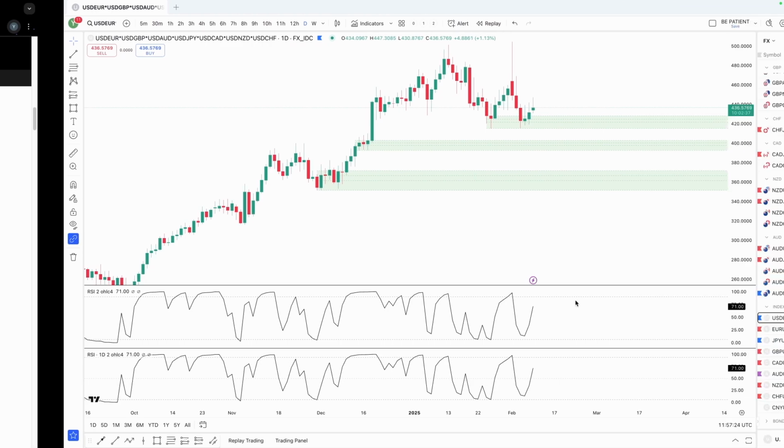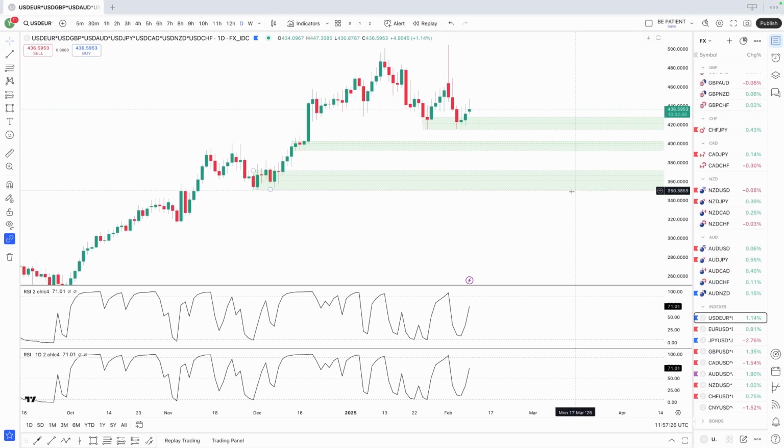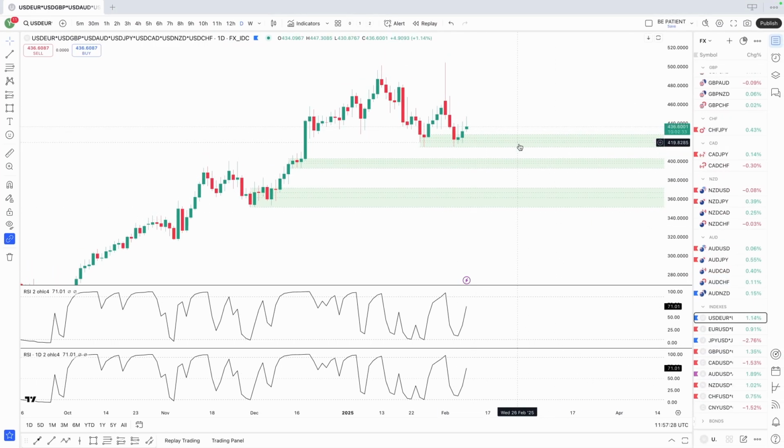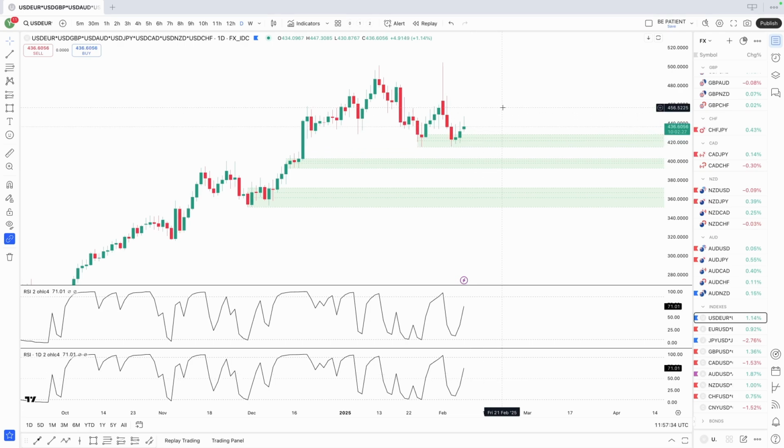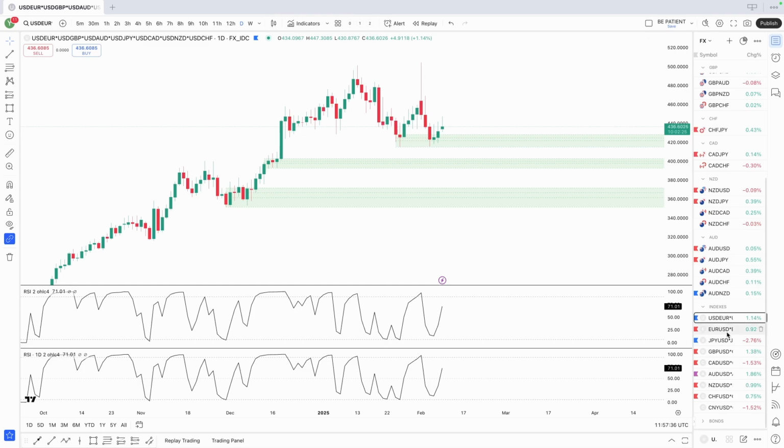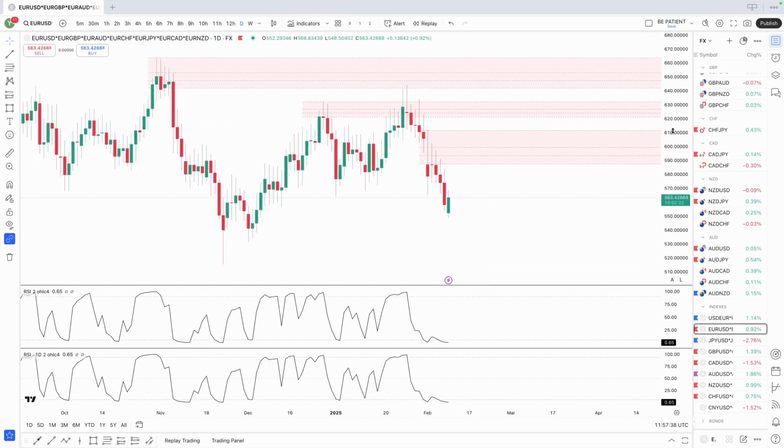So having a look at the United States dollar, we can see that it's at lows, so we definitely have a buy bias, and maybe look for some pullbacks to get into trades. For euro, not much crazy news.